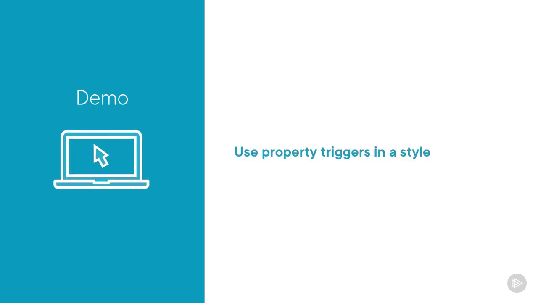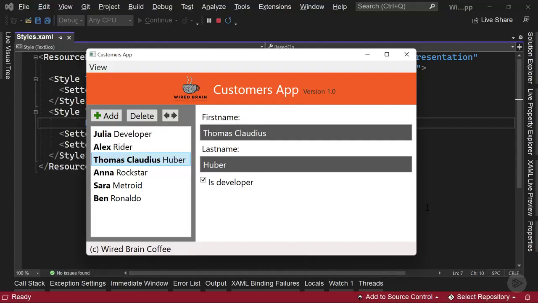In this demonstration, you will learn how to use property triggers in a style. Let's switch to Visual Studio. Here I've started the Customers application. Now let's imagine that you want to give a text box a different background when it has the focus. You can do that with a property trigger.